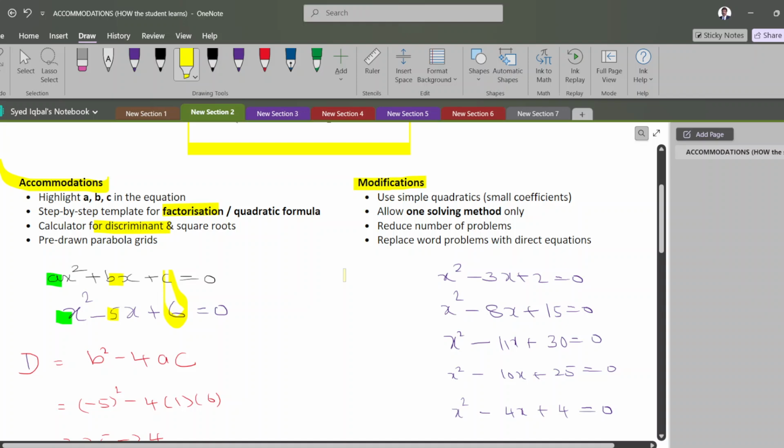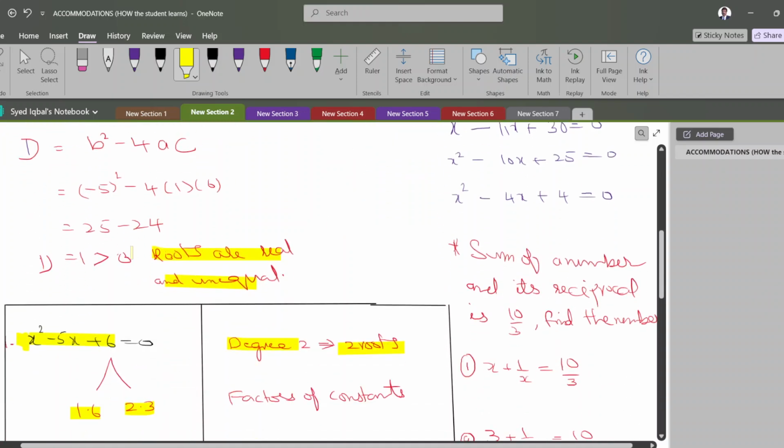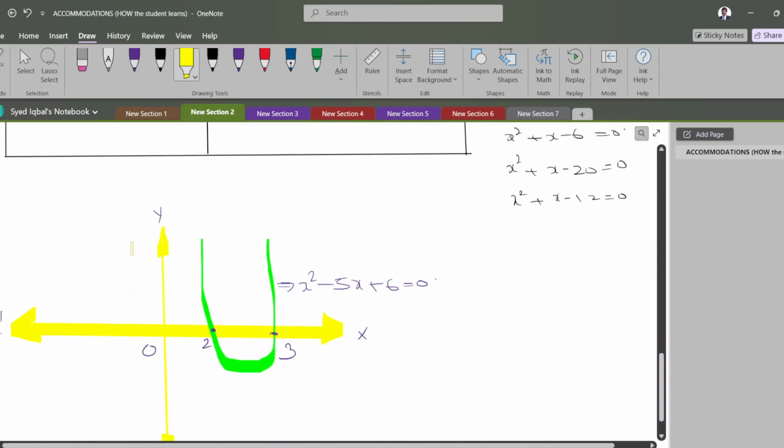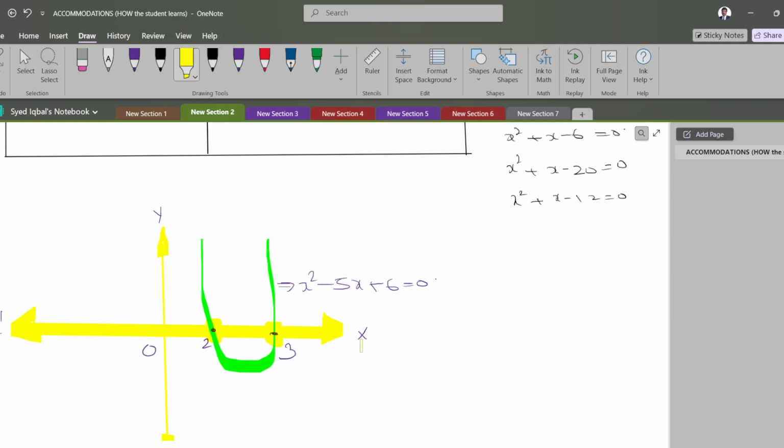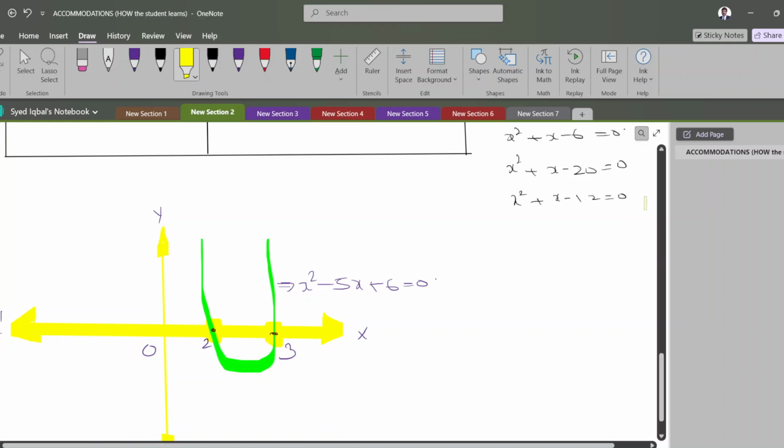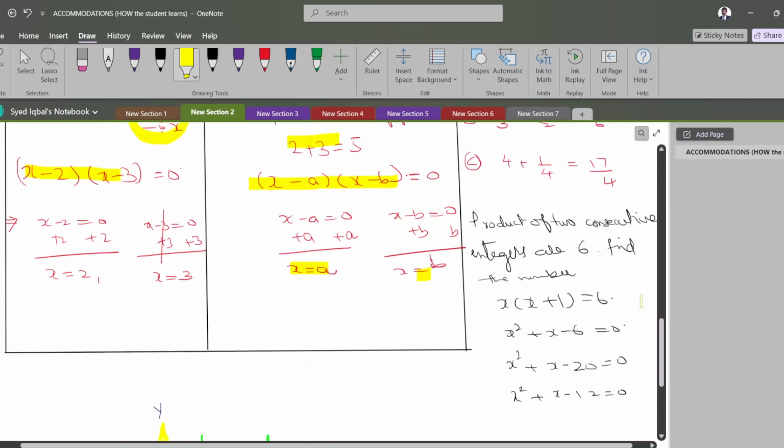This is the accommodation we have to give, and we have to pre-draw this and give it to them. Then they will find the roots and put them in. The figure is not exact, but just to show you how we have to give it. Okay, it is not to scale. I mean, there is no vertex here.